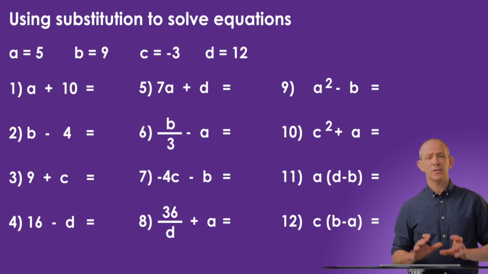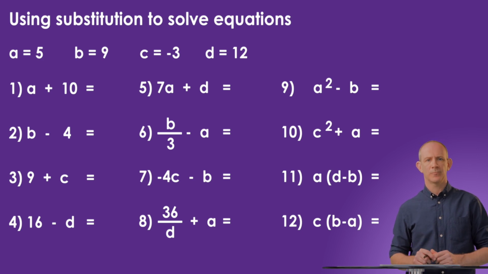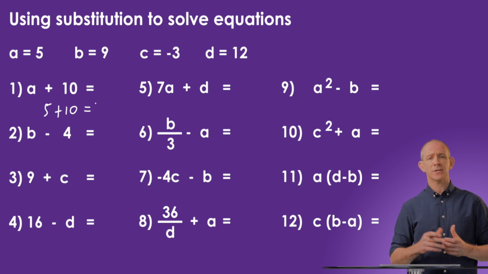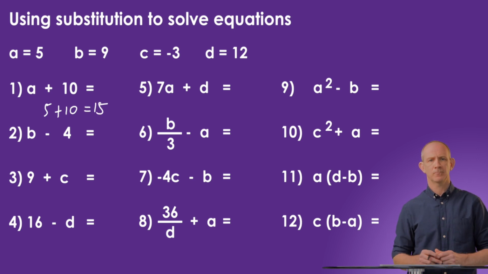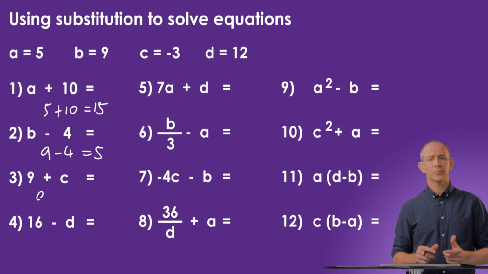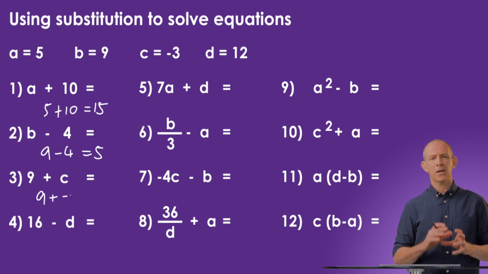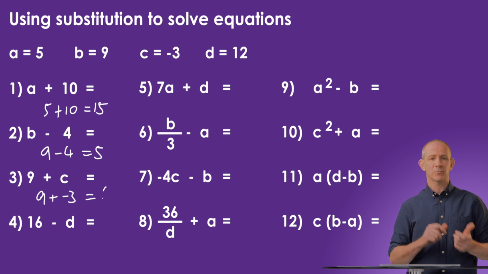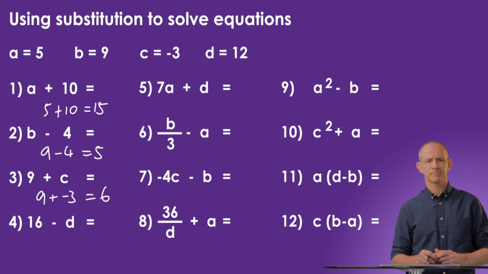So here, the values for these variables are a equals 5, b equals 9, c equals -3, and d equals 12. In the first problem, a equals 5, so we do 5 plus the 10, which would give us 15. The second problem, b equals 9, 9 take away 4 would give us 5. In the third problem, we've got 9 plus -3. Remember, adding a negative is the same as subtracting a positive. So 9 take away 3 would equal 6.